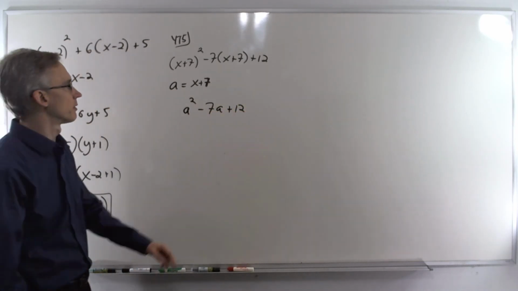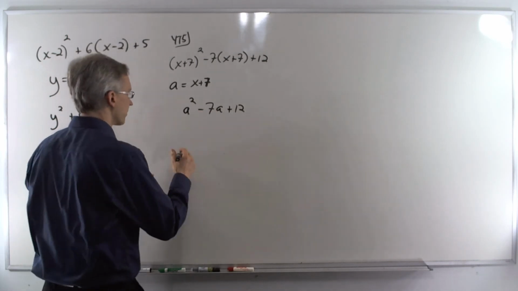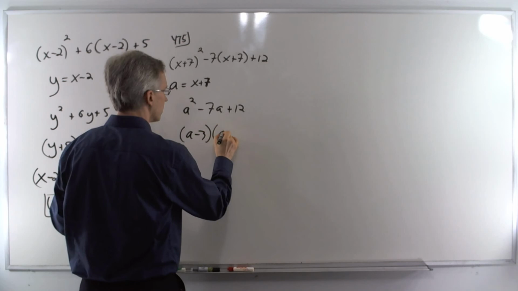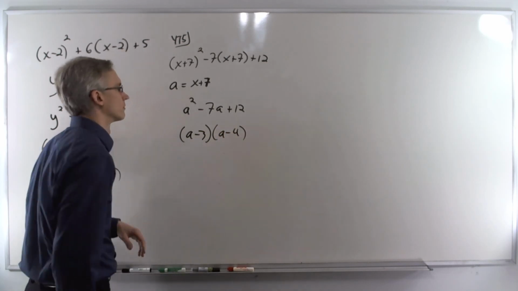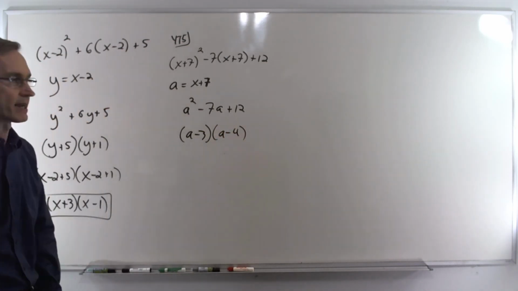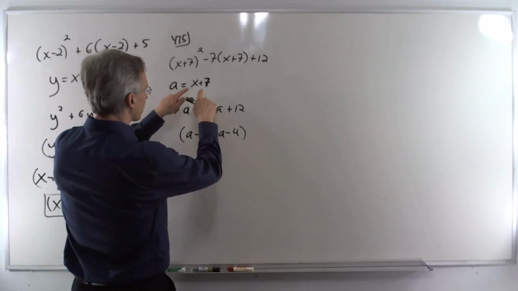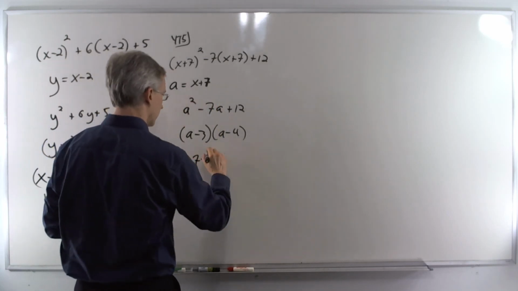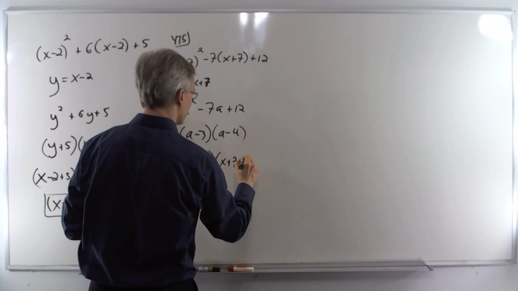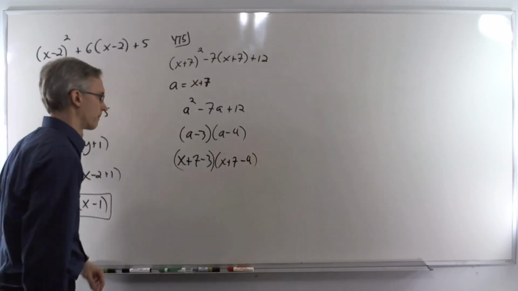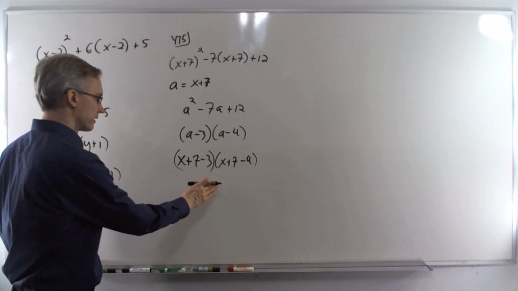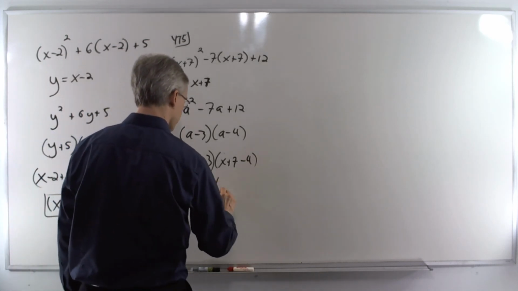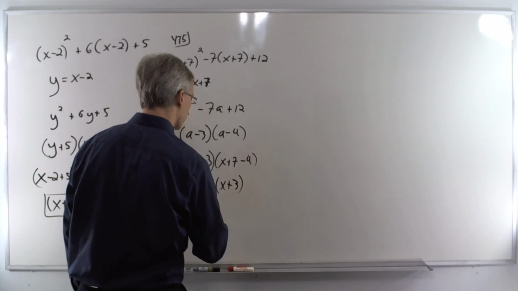Now we need two numbers to multiply to get 12 and add to get negative 7. That's going to be negative 3 and negative 4. So a minus 3, a minus 4. Now we can back substitute. Everywhere you see an a, plug in an x plus 7. So x plus 7 minus 3, and x plus 7 minus 4. And that gives us x plus 4 times x plus 3.